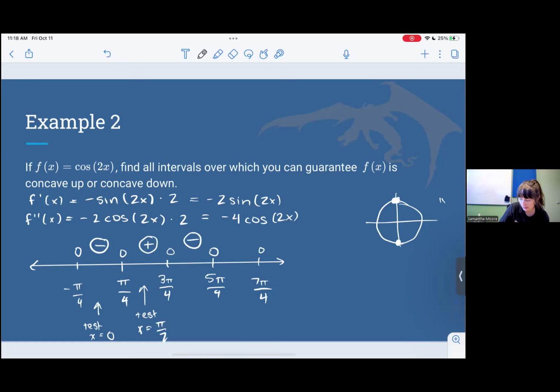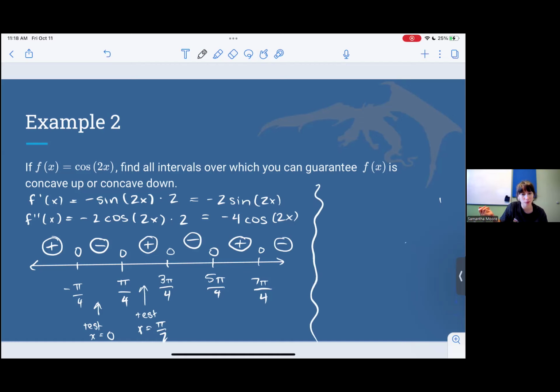And so forth. You keep testing your points, and you'll see that you keep going back and forth between negative and positive. Okay, so this is just part of the number line, but we should now be able to see the patterns of when f double prime will be positive and when f double prime will be negative. And it's just this alternating pattern. Okay, so with that, we can go ahead and do our interpretation.